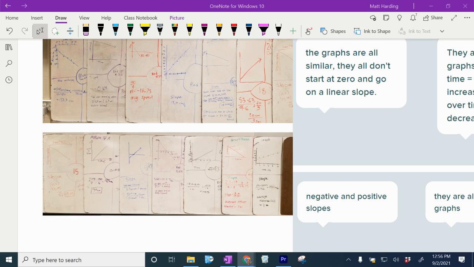So positive or negative slope on a position versus time graph, that's telling us what in the pair deck? All right. We got some differing opinions here.